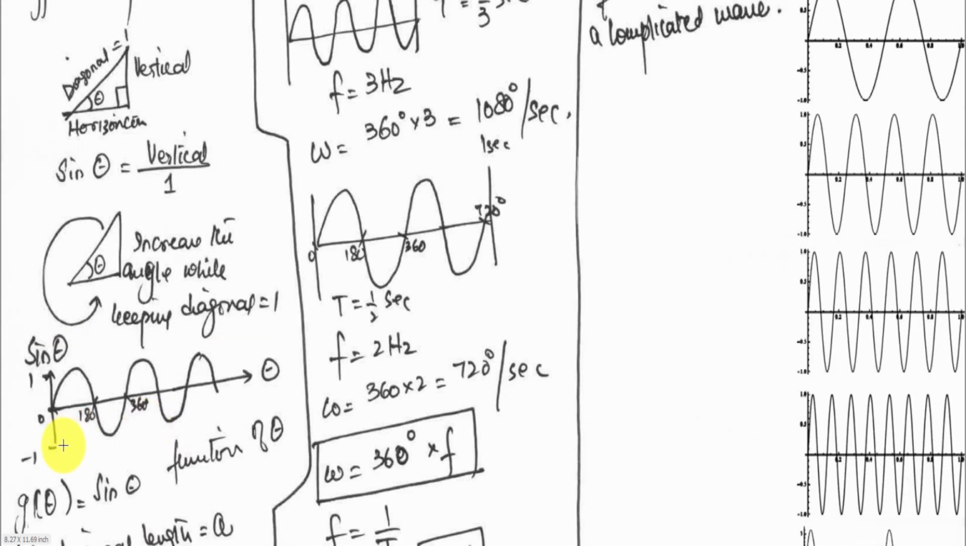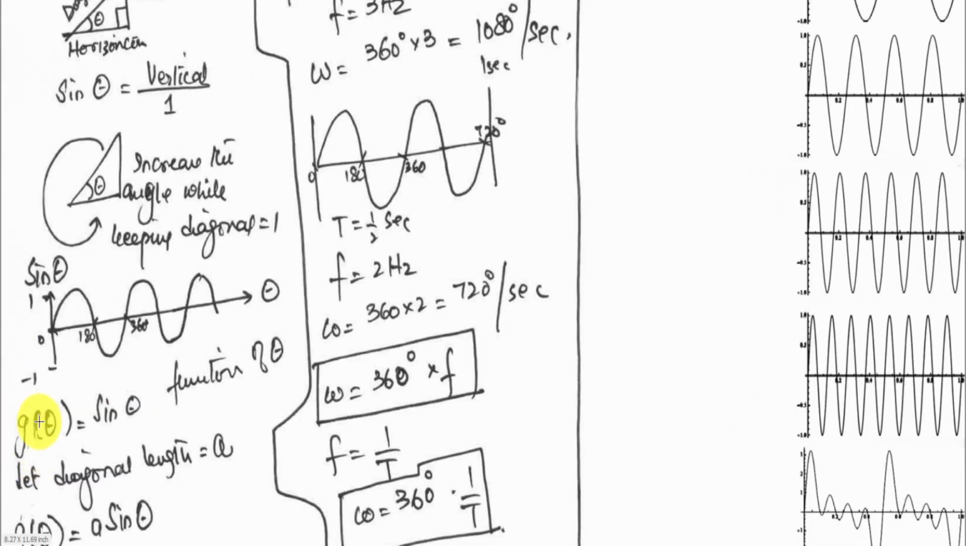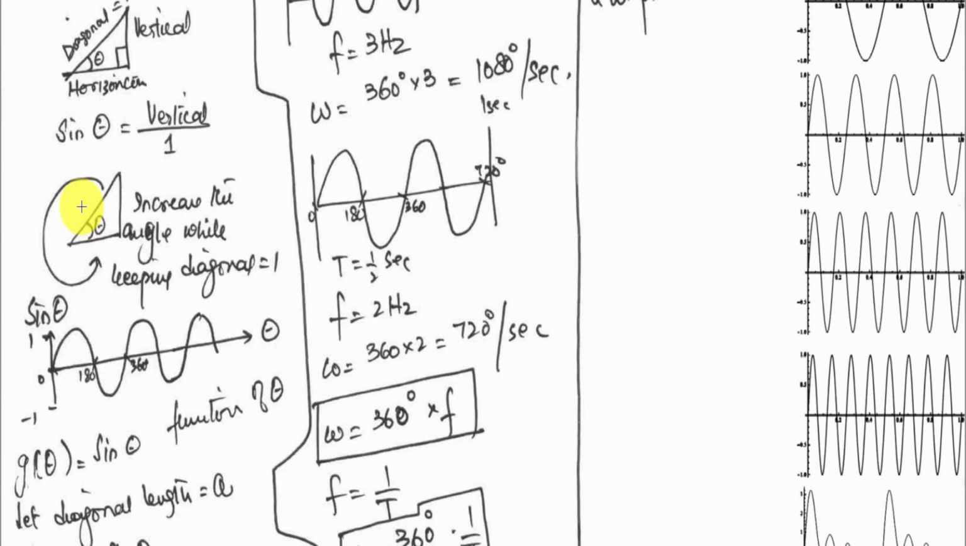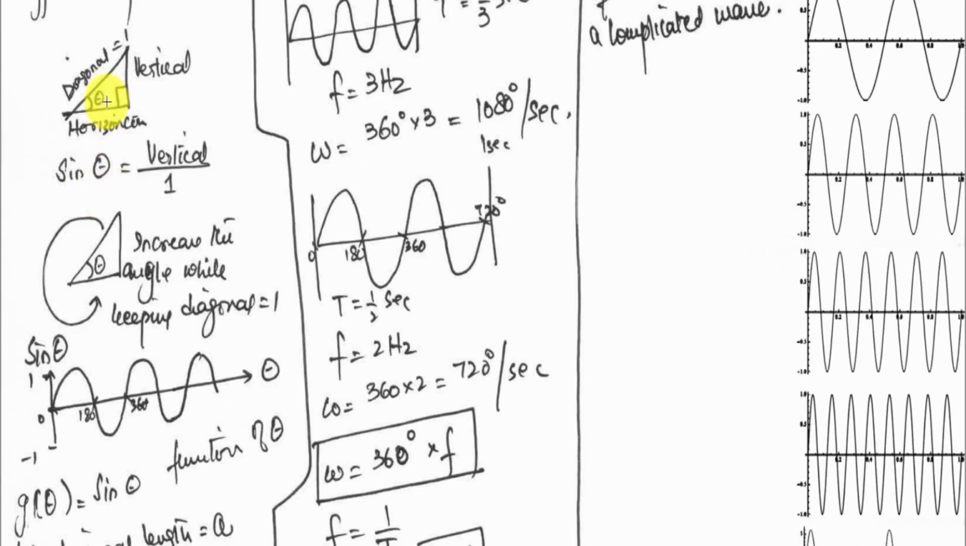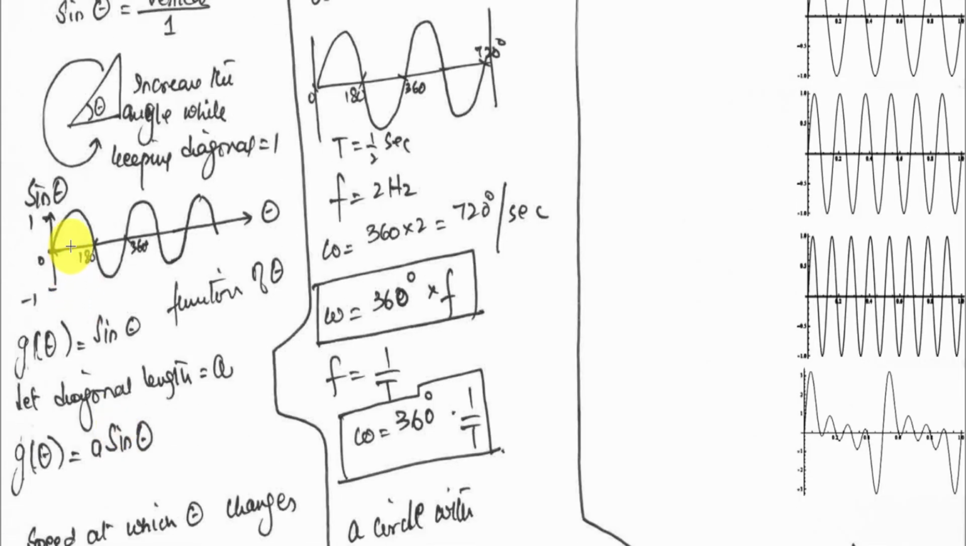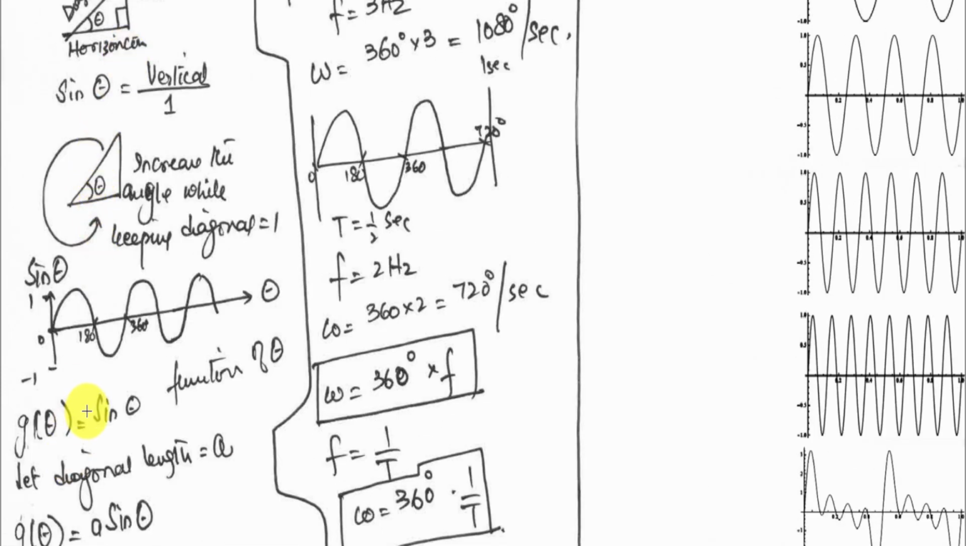So I can just write this function as g of theta equals sine theta. That's the function of theta. If we say that the length of the diagonal is a, right now we had the length of the diagonal equal to 1. Therefore, the maximum amplitude of the sine wave was 1 and -1. So if I write this as a, g of theta would become a sine theta. Here it was simply 1 sine theta.